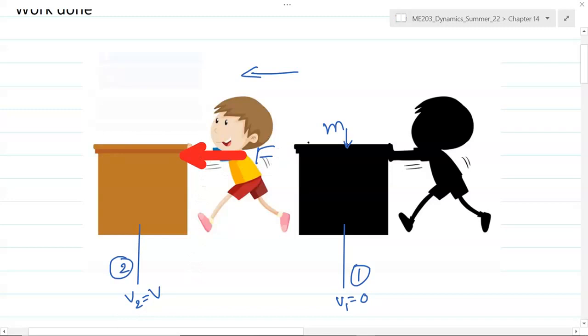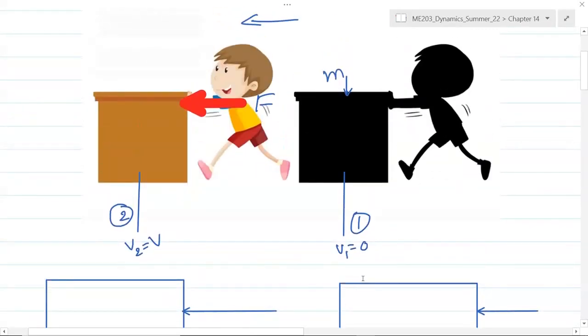So we can say that when this boy has applied the force on the desk, as a result of that, this force has resulted in the displacement of the table. Instead of velocity, we can also define the position variable. So initial position of the table or the desk is S1 and the final position is S2. So this force F resulted in displacement of the desk, and that is considered as the work done.